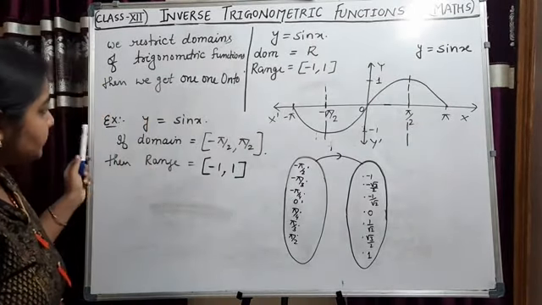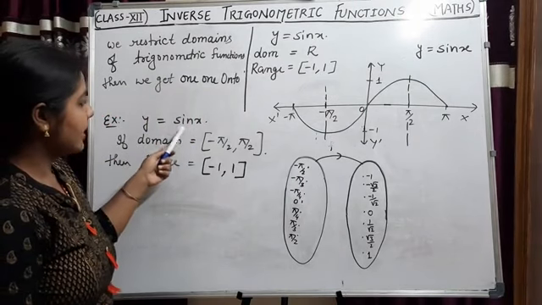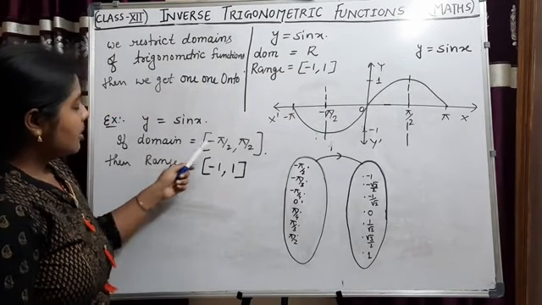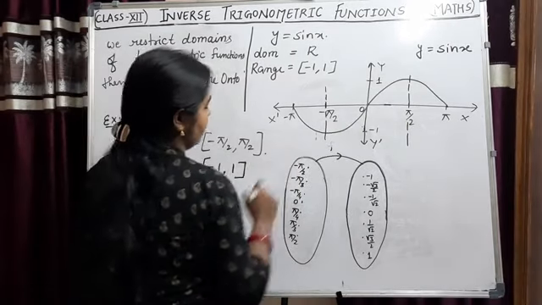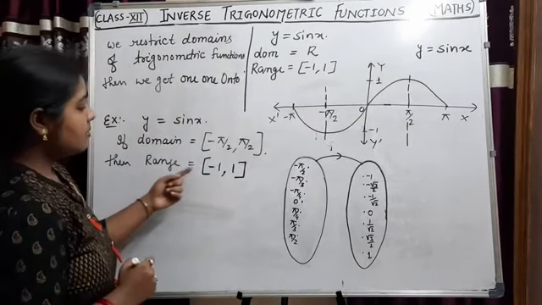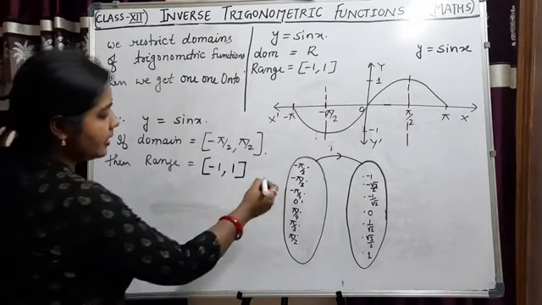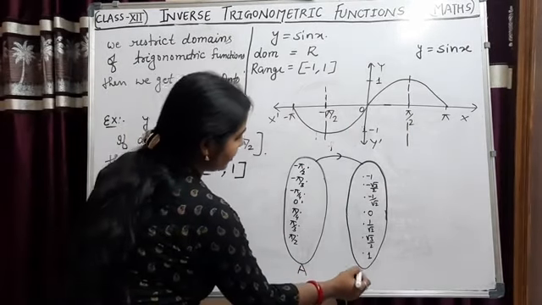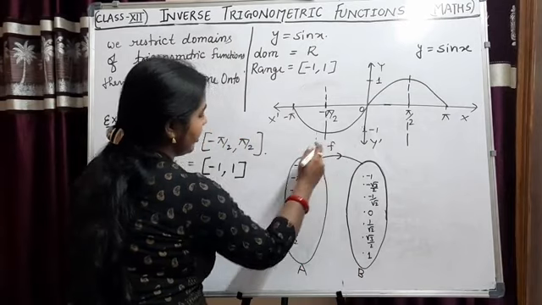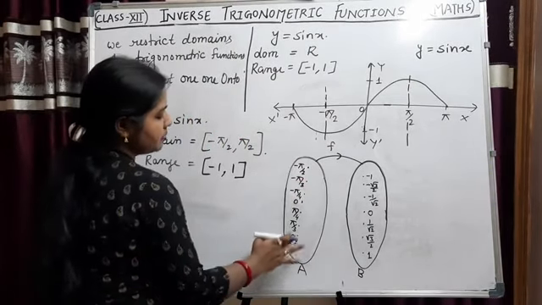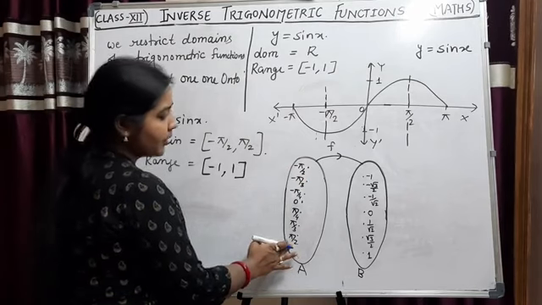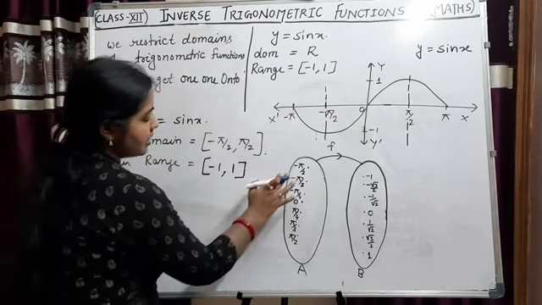Example I have taken here, y equals sin x. I have restricted the domain to minus pi by 2 to pi by 2. So the range we are getting is minus 1 to 1 only. Here I have taken two sets A and B, and points also I have applied. So in between minus pi by 2 to pi by 2 some points I have taken. So one by one we will apply.